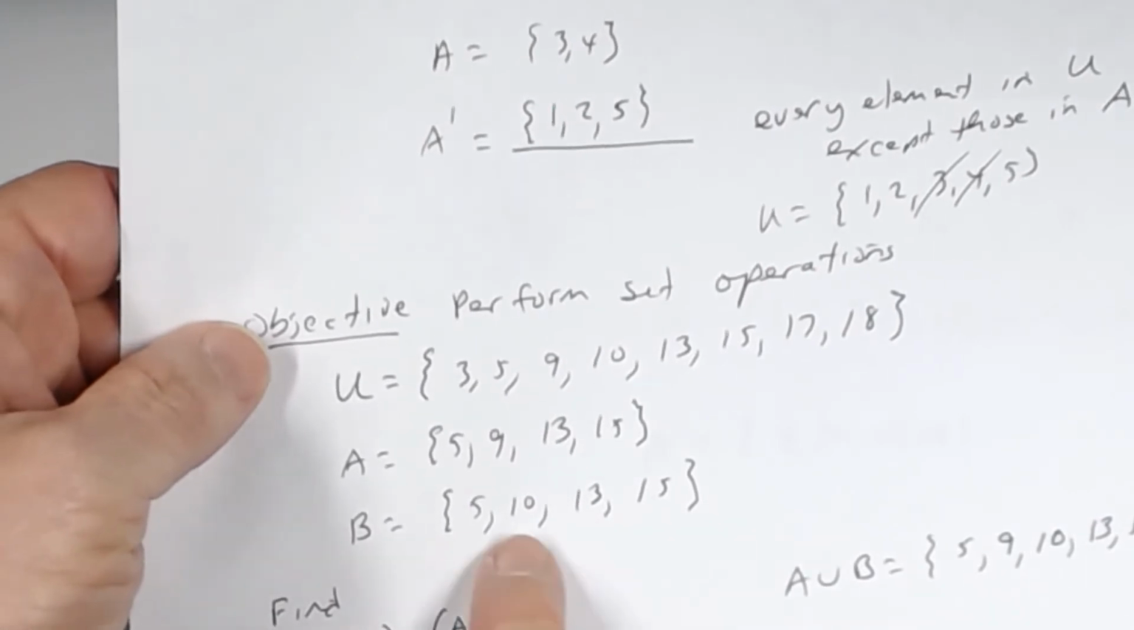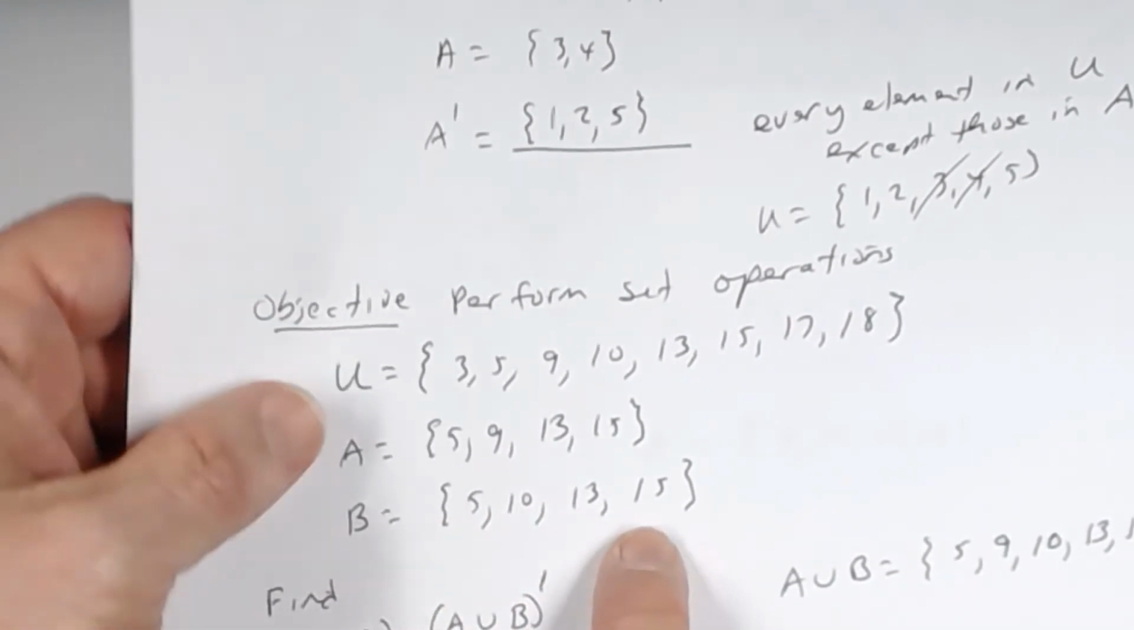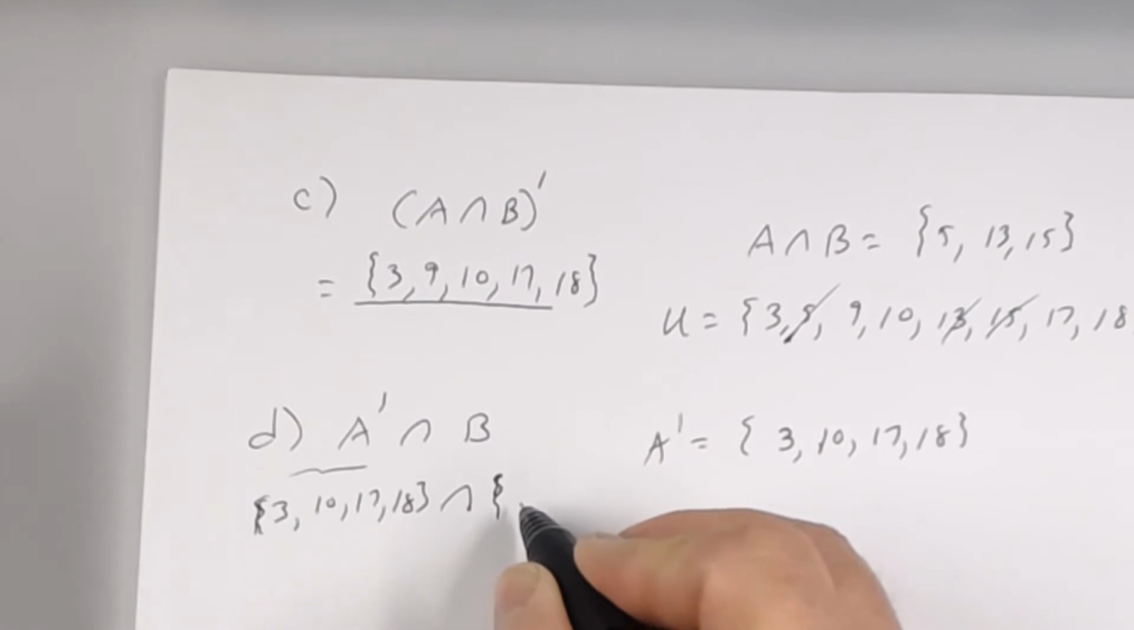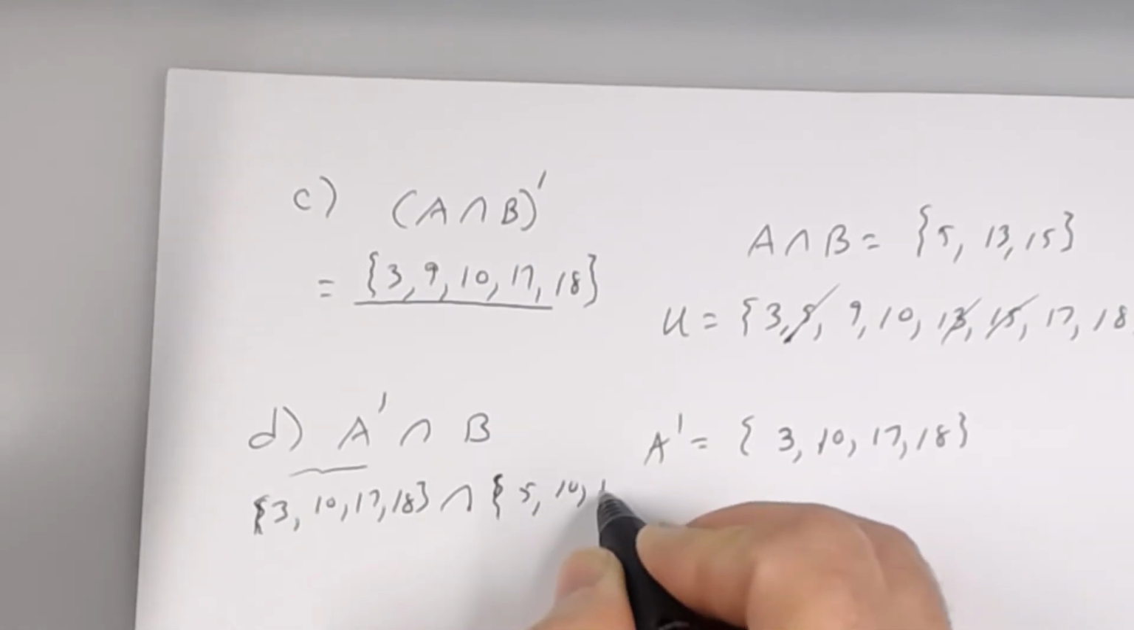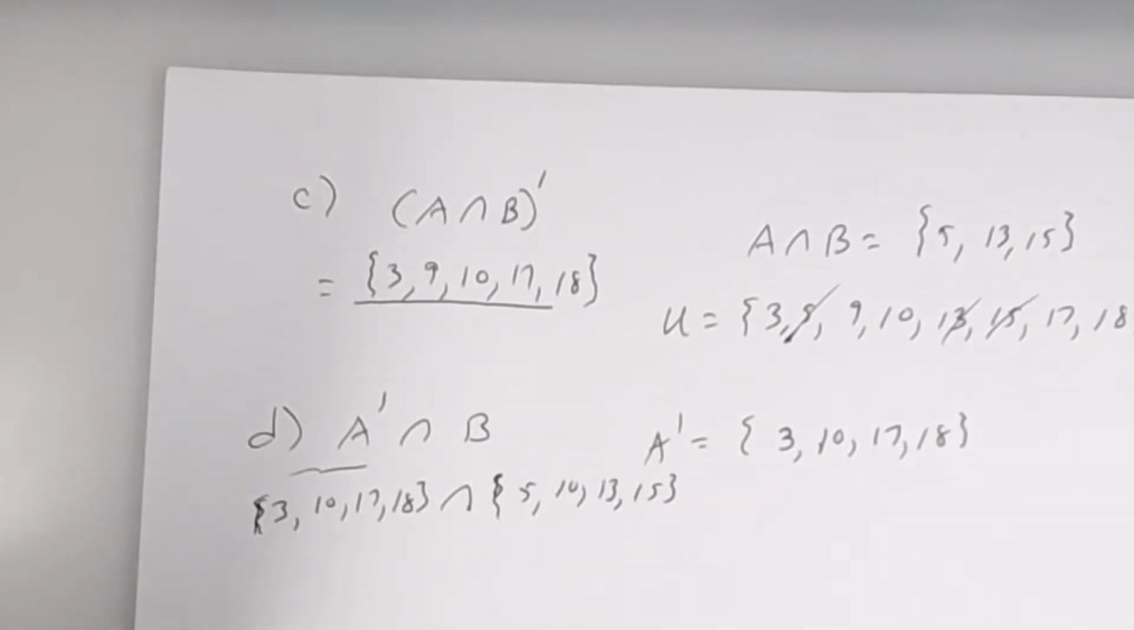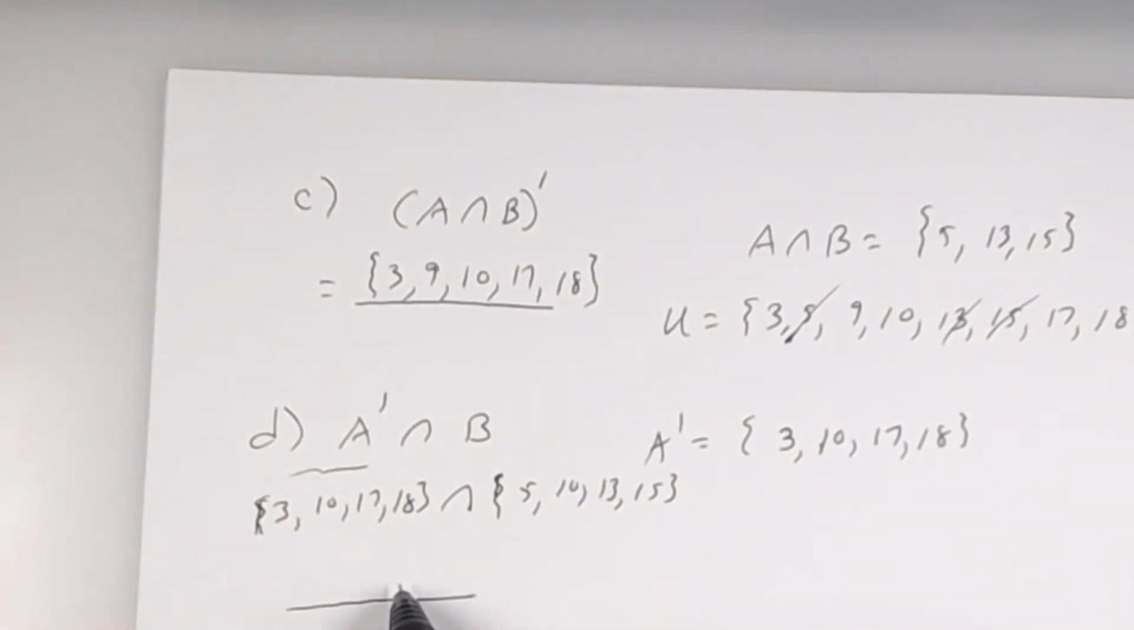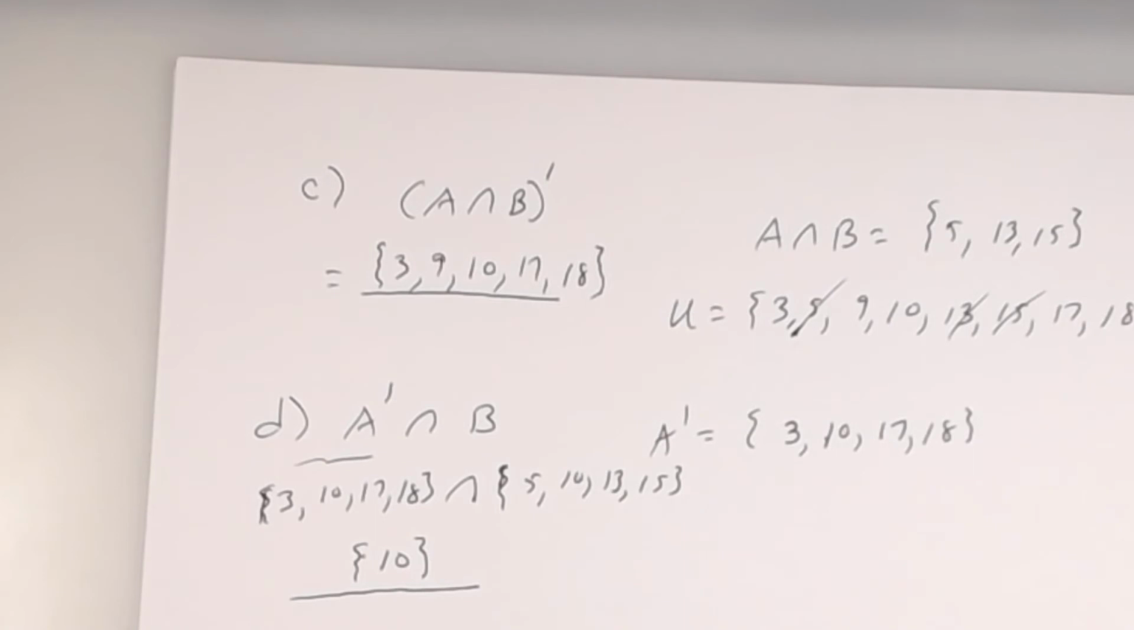B has how many elements in it? 4. So I'm going to list them. So it's 5, 10, 13, 15. And so therefore, what's the answer? And that's it, right? So it's just a set that consists of the element 10. That's all it is. Any questions on D? It's not that difficult. It's just knowing the symbols and what they mean.